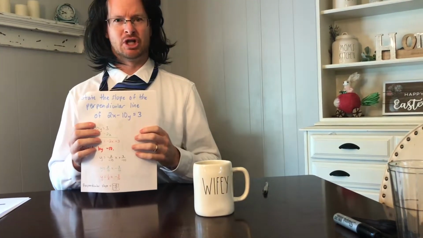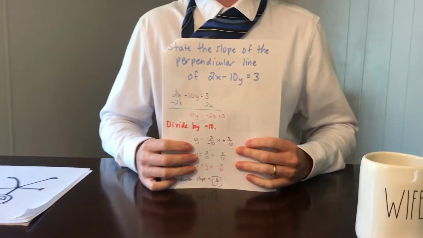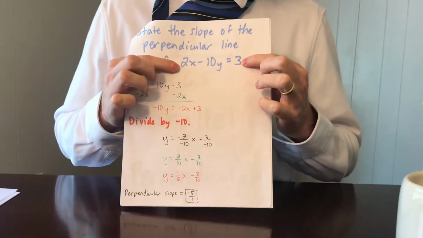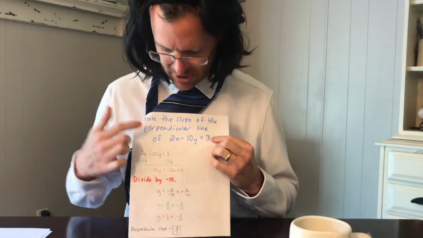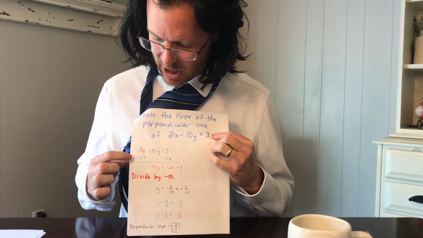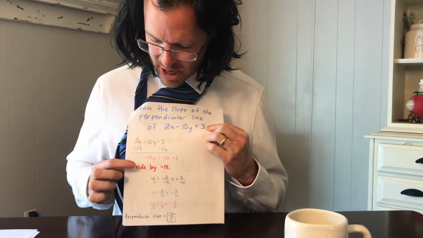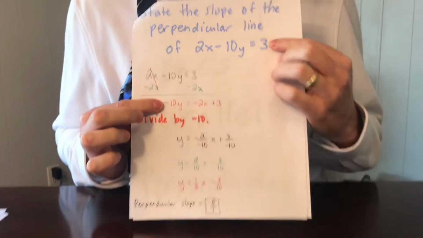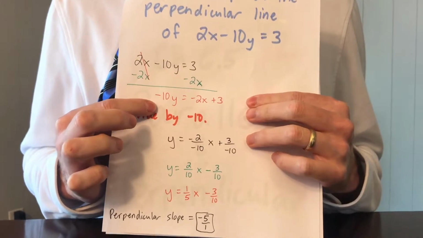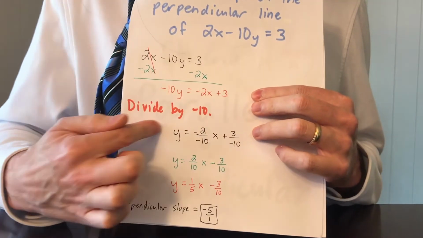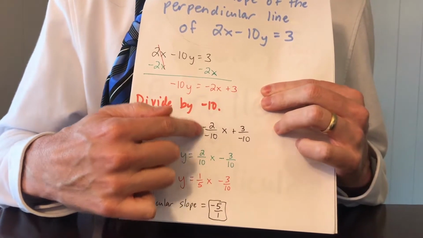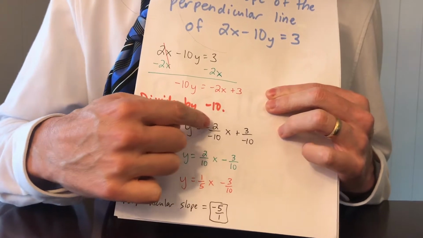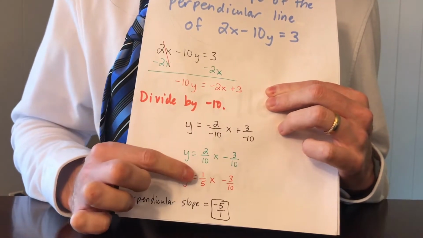Welcome back. To state the slope of the perpendicular line, we must put it into slope-intercept form. This line is not in slope-intercept form, so I must get y all by itself. So I'm going to subtract the 2x off of both sides. When I subtract 2x here and here, I end up with this in red. Then I need to get y by itself, so I must divide by negative 10. Dividing by negative 10 gets me this equation here in black, which I can reduce because I have negative over negative, which cancels, and then 2 over 10, which cancels into 1/5.